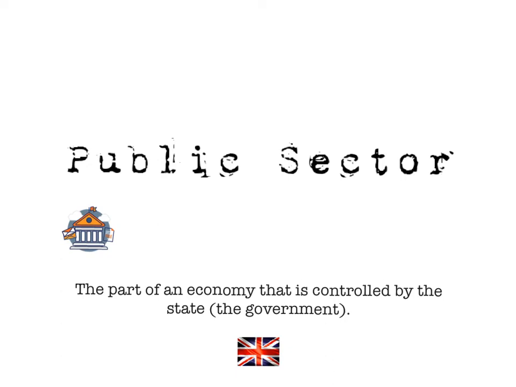This video is for GCSE AQA Business Studies Unit 1, and it's a quick summary just looking at the differences between the public sector and the private sector. So just to start off with, the public sector is simply the part of the economy that is controlled by the state. And what I mean by the state is the government. Because we're studying AQA, if we look at the UK and consider what services the UK government offer its people, it's the following.